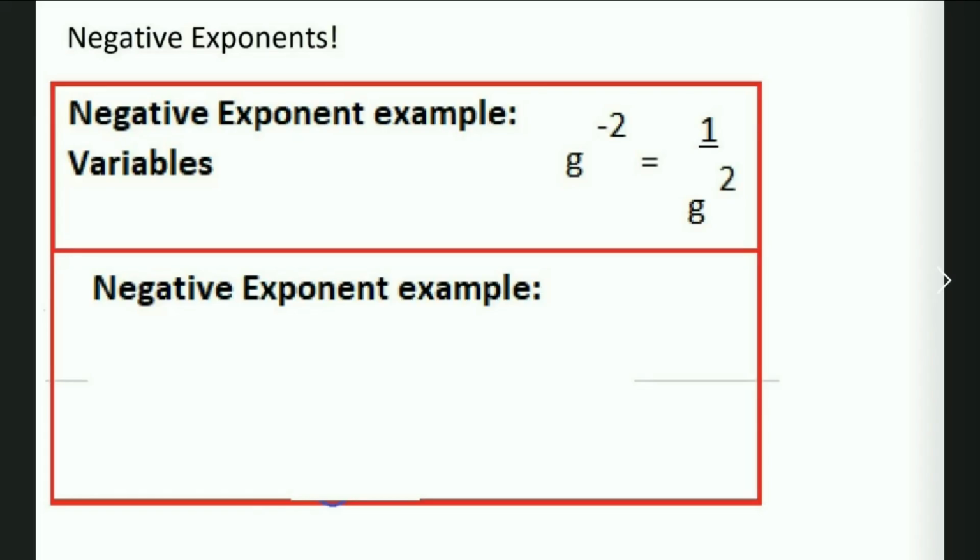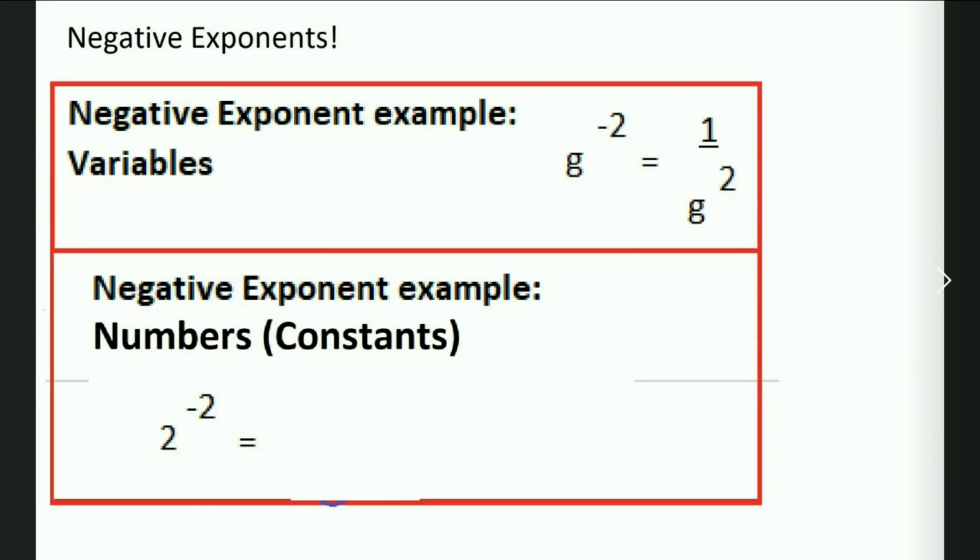And with a number, you do the same thing. So here, let's use a constant. Let's use 2. So we have 2 to the negative second power, and that equals 1 over 2 squared. Now, once we get here, we can actually simplify it. So 1 over 2 squared equals 1/4, which is also equal to 0.25. So simplify that when possible.